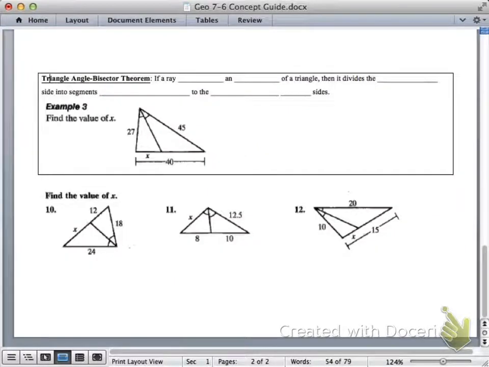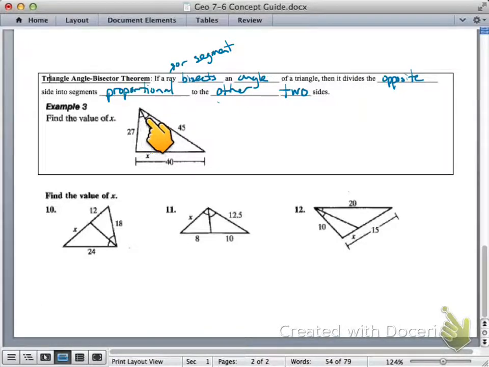All right, finally, this last theorem of the chapter has nothing to do with similarity, but it has everything to do with proportions, which is why it gets thrown in here. The triangle angle bisector theorem. If an angle of a triangle is bisected, check out what happens. If any ray or segment or anything bisects an angle of a triangle, then it divides the opposite sides into segments proportional to the other 2 sides. Okay? I think this is easier to see in action than it is with those words. Let's see what we mean by this.